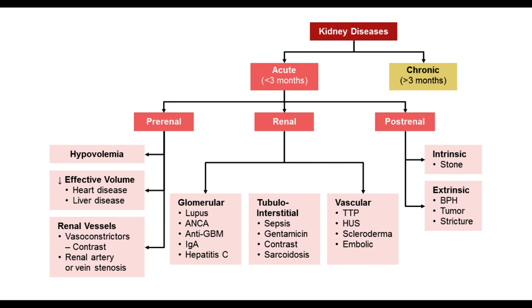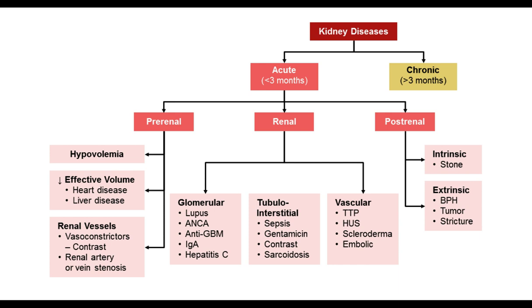Then we divide acute kidney injury by different causes. It's an approach based on the causes: whether they were present before the kidney, or they were directly related to the kidney itself, or they were related to the process of the urine after it left the kidney, so post-renal. Among the pre-renal causes is hypovolemia, which makes sense.